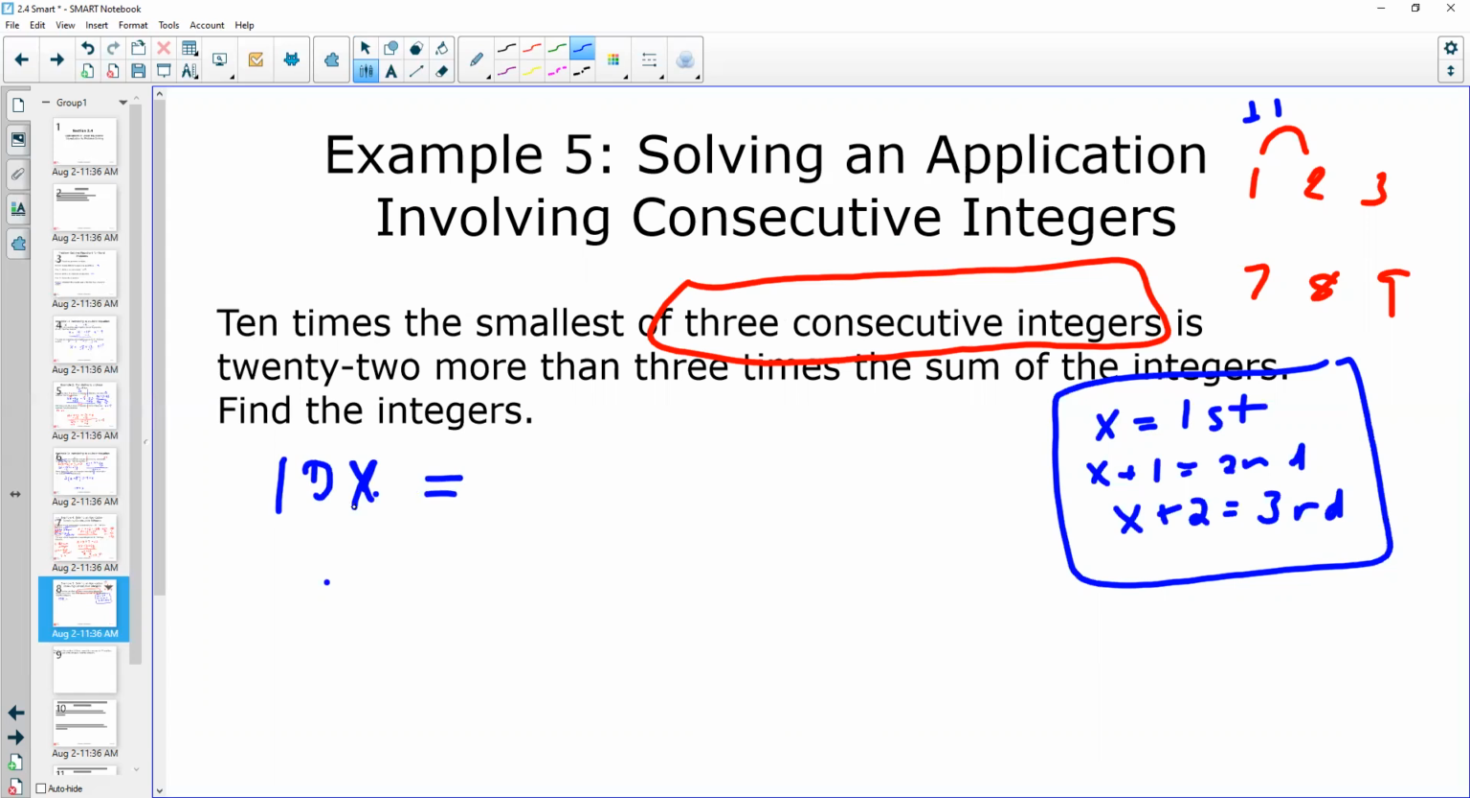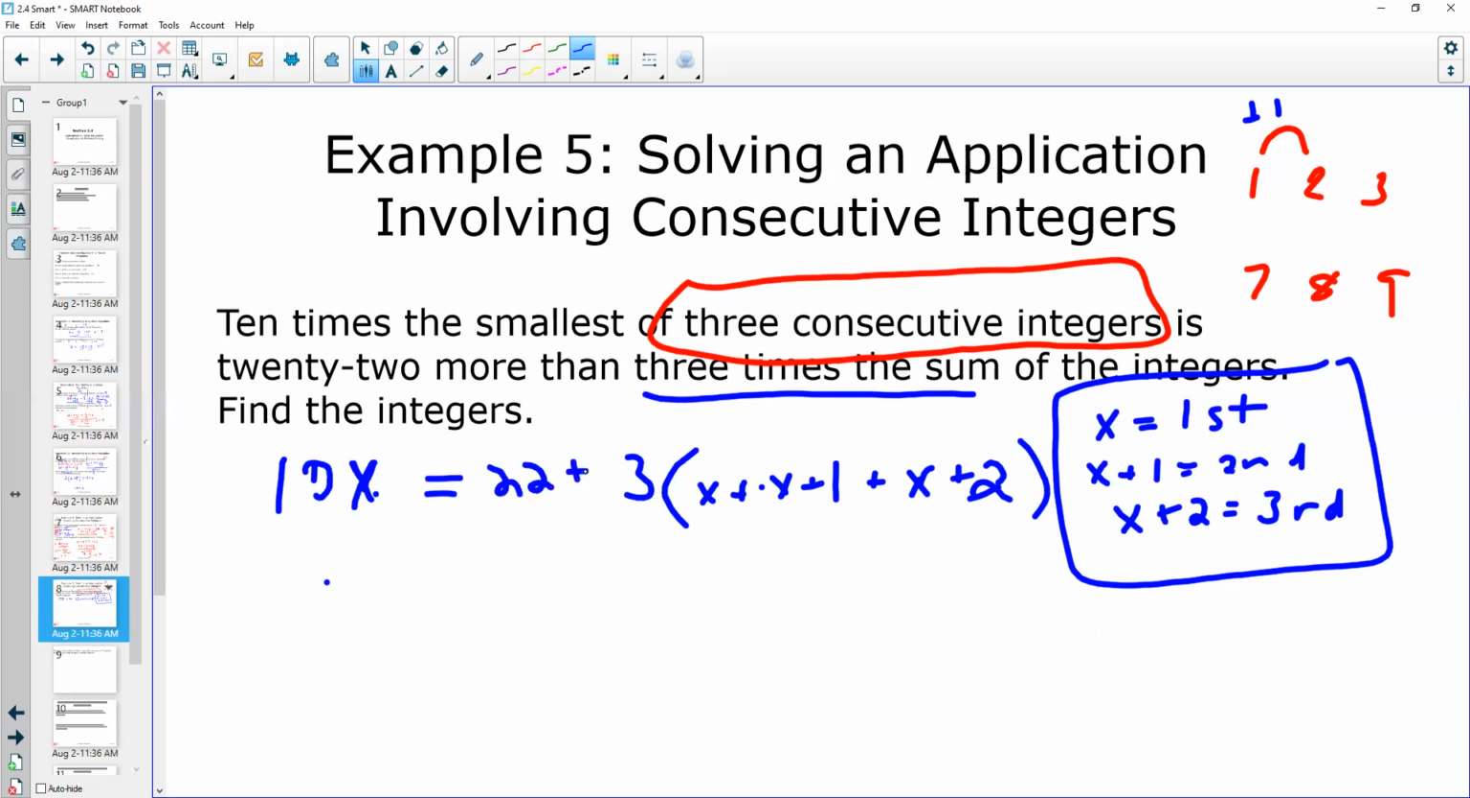22 more than 3 times the sum of the integers. That's that thing again, 3 times the sum. So that tells me I need some parentheses, right? I'm going to put them over here. 3 times the sum of the integers. So the sum of all of these guys over here. So x plus 1 plus x plus 2. I like how I gave myself enough room there, didn't you? 3 times the sum of the integers. It's 3 times that. And 22 more than that. This is something you might have to try a couple times and watch a couple times, and that's okay.